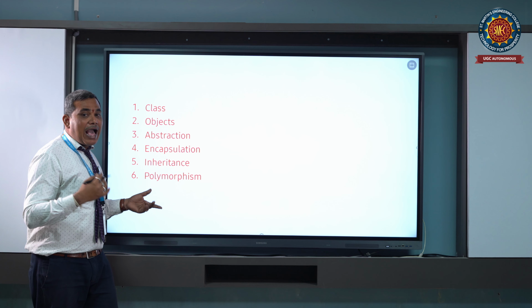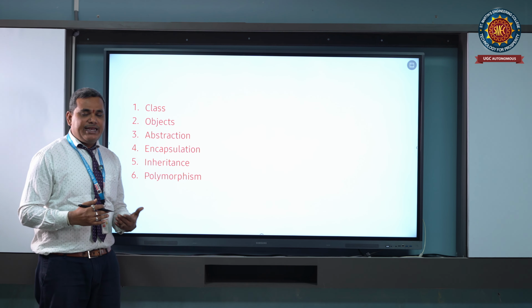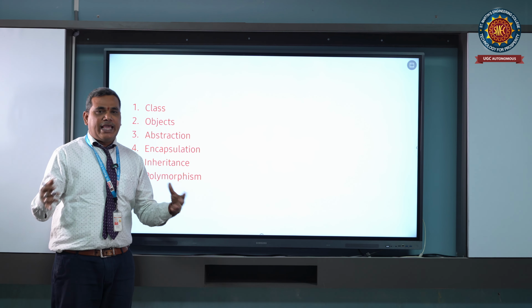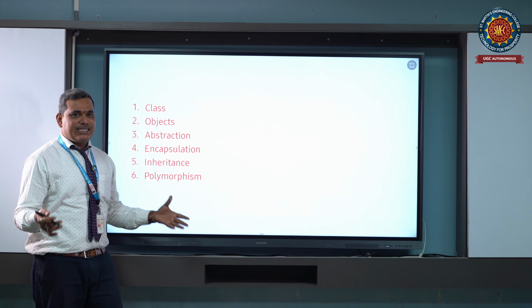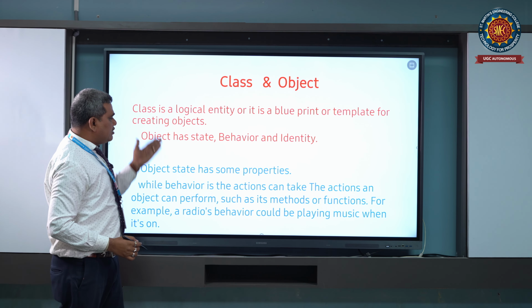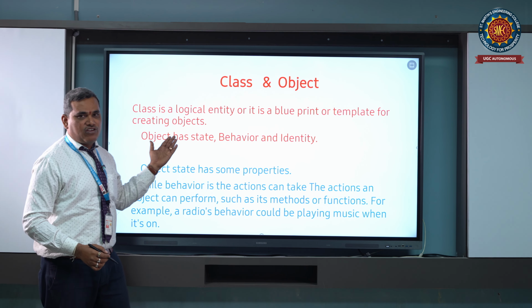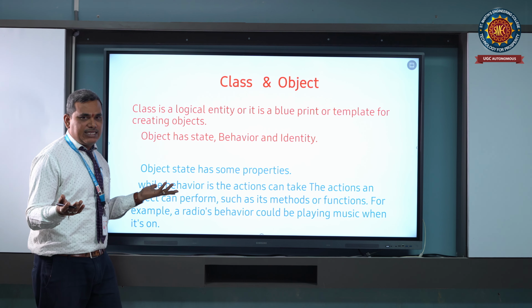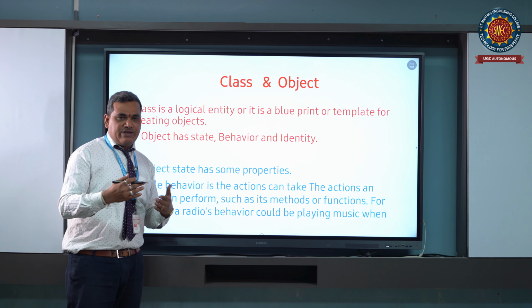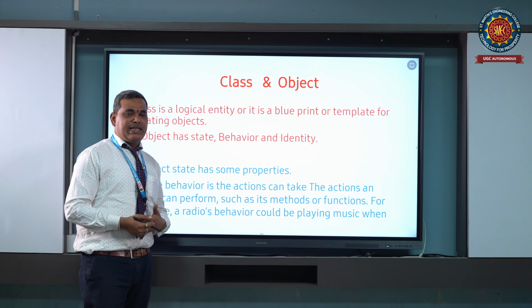Coming to the last one, hybrid inheritance. Sir, what is hybrid inheritance? Hybrid inheritance is a combination of any two types of inheritance. That is called hybrid inheritance. Now see here, a class is a logical entity, a blueprint or a template for creating an object. That is called a class. Without a class, we cannot do any program.